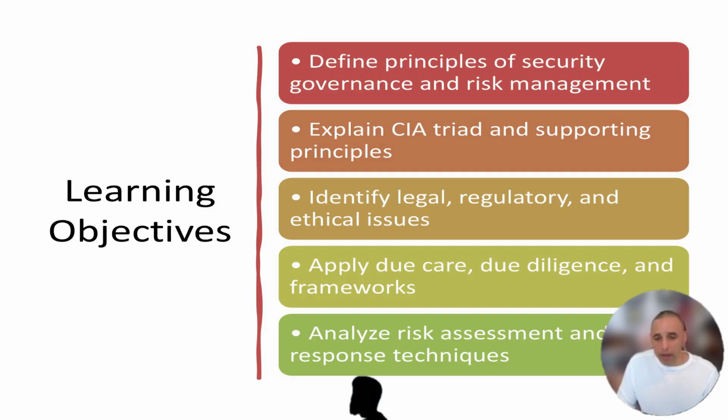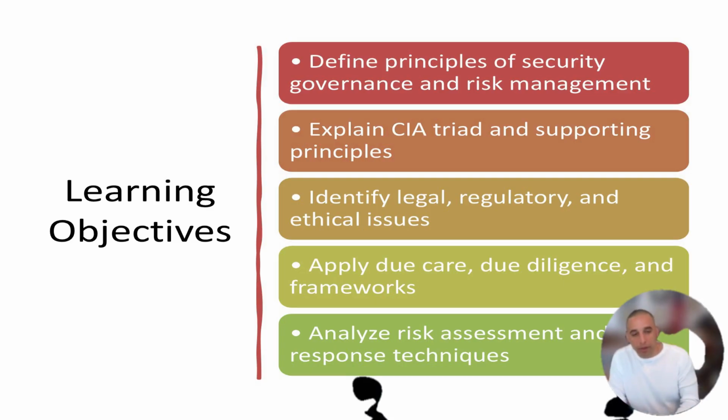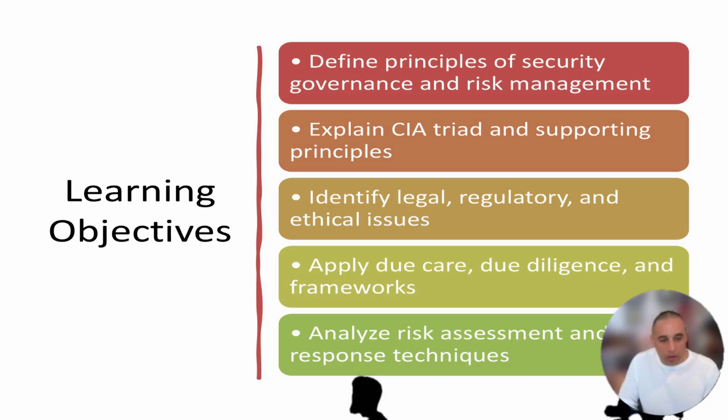These objectives will guide our discussion and help you focus on the key takeaways. First, we'll define the fundamental principles of security governance and risk management. You'll learn how organizations structure their security programs and why risk management is essential for protecting assets and supporting business goals. Next, we'll explain the CIA triad: confidentiality, integrity, and availability, which forms the backbone of information security.